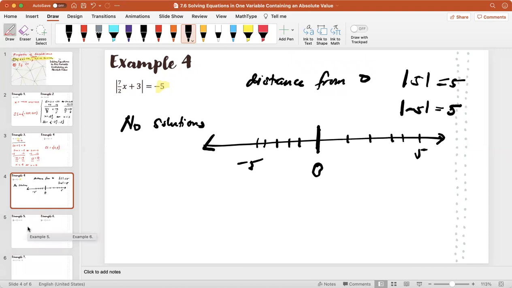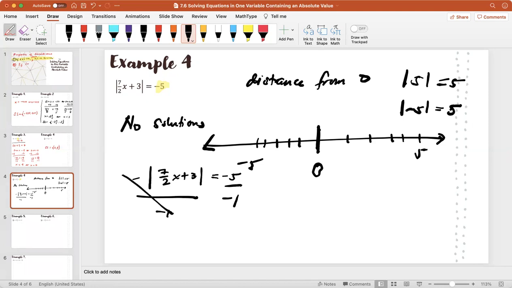There are cases when your equation could be like this. Say we have 7 halves x plus 3 equals negative 5, but you have a negative there, then you can solve, right? Because when you simplify this, you can divide it by negative 1, and this becomes positive. Then you can apply the property. Oh, there should be an x there.